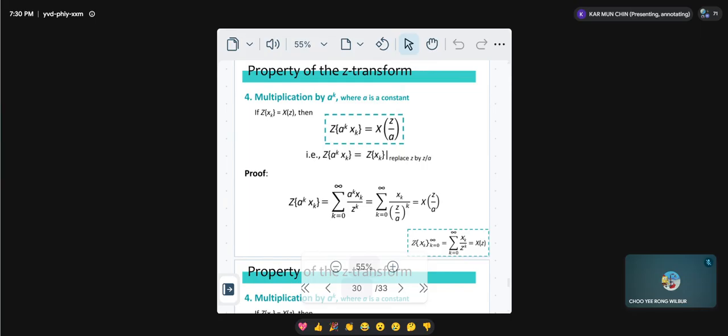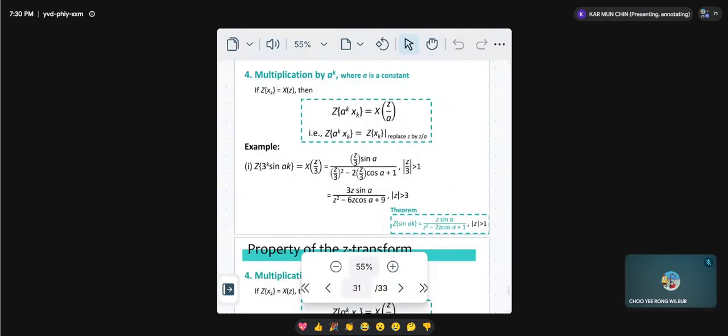Okay, so the previous one, after you do a Laplace transform, you'll get z x z, right? So this one will be x z over a. Of course when we look at this theorem, we cannot understand. The proof is given here, but we can go through the example. So this is the theorem.